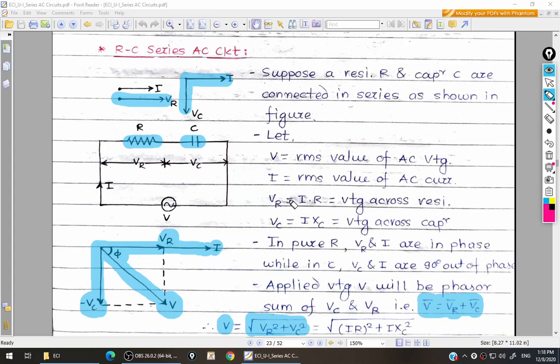Friends, already we have derived the value of VR and VC. So what is your VR? I into R, and what is your VC? I into XC. So the same values we are substituting over here. So (IR) square plus (I XC) square.